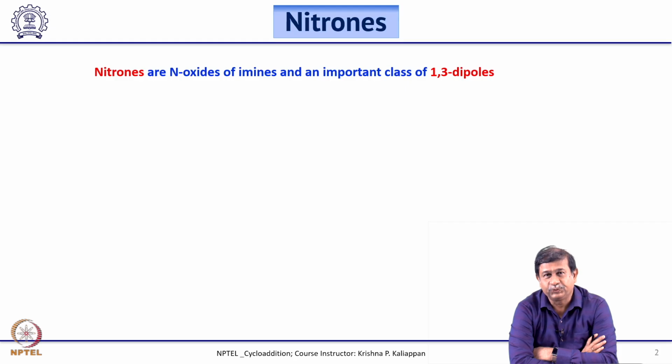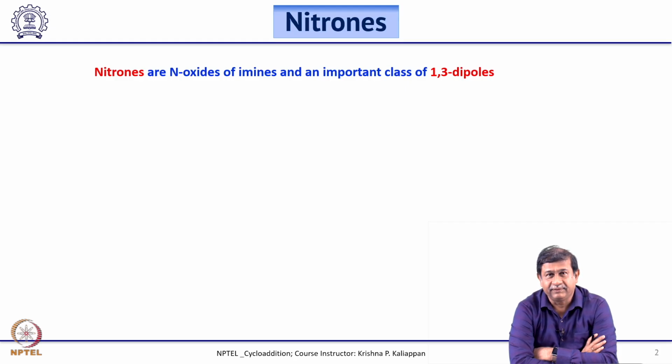Hello everyone, and welcome back to this NPTEL lecture series on cycloaddition reactions. So this is lecture number 11, and in the last lecture we talked about 1,3-dipolar cycloaddition reactions, and we also discussed the 1,3-dipolar cycloaddition reaction of ozone with various alkenes and how ozonolysis can cleave a double bond through this 1,3-dipolar cycloaddition reaction. So today we will move to another dipole called nitrones.